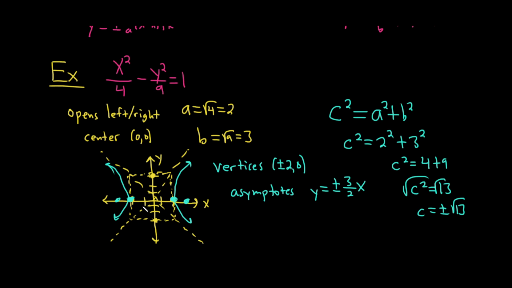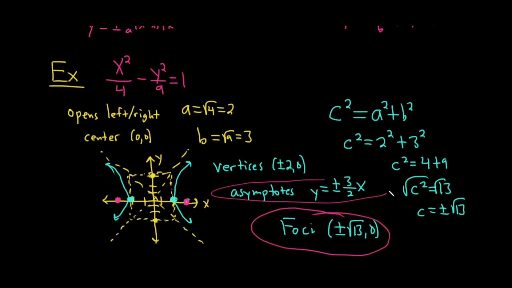And because they're on that transverse axis, because it opens towards the foci, they're on the x-axis. So that means that it'll be parentheses plus or minus square root of 13 comma 0. The y-coordinate is 0 at both of these points. Let me just emphasize the foci in a different color right here so you see them. Those are the foci. So that's the foci, the asymptotes, the vertices.